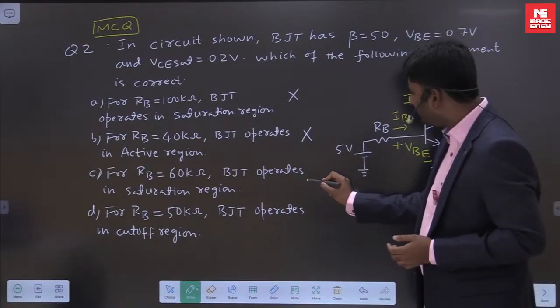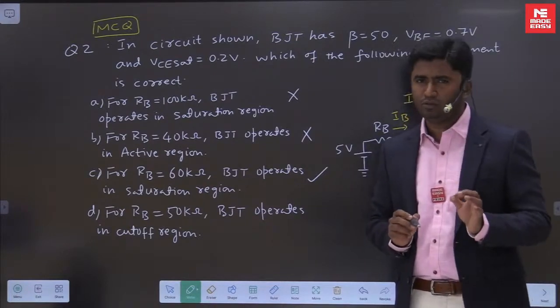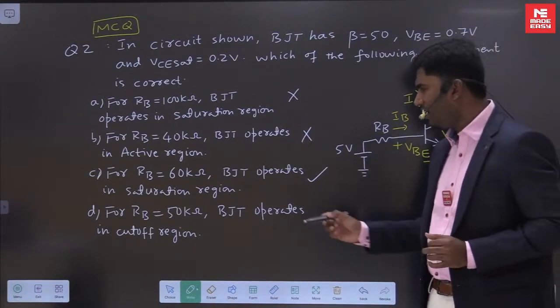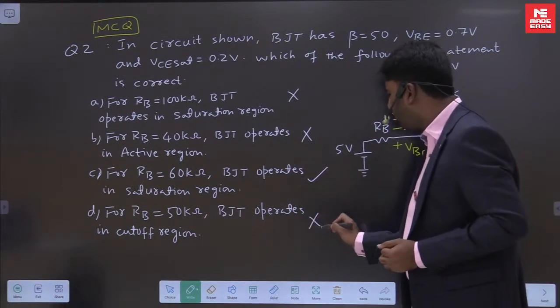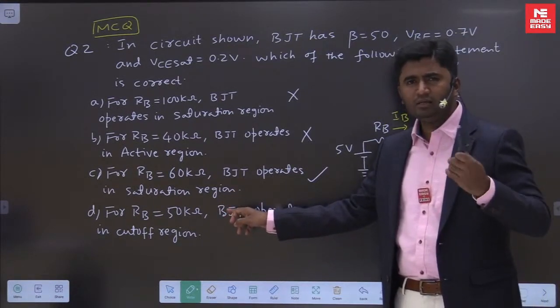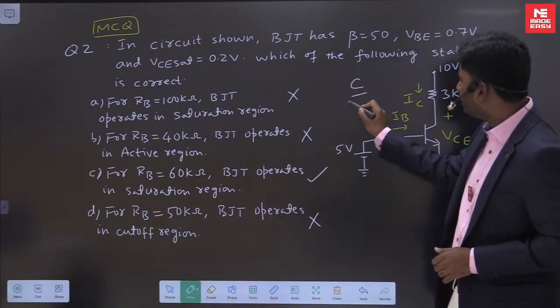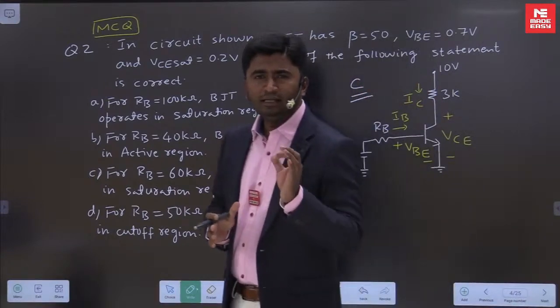Option C, yes, this will be the answer. For RB equal to 60 kilo ohm, the BJT is in saturation. That is perfectly correct. And option D will of course be false, because for RB equal to 50K, the BJT will be in saturation only. So in this multiple choice question, the correct answer will be option C.